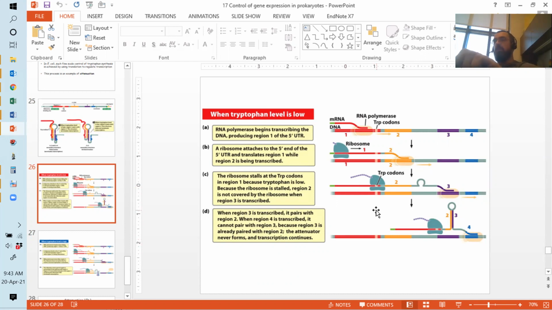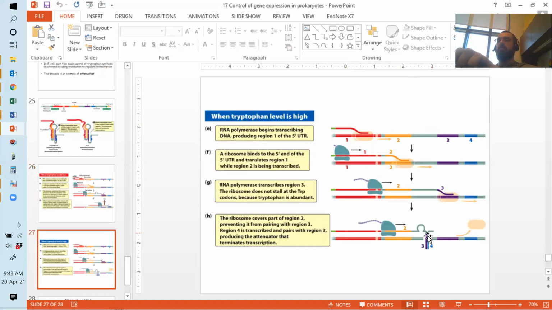And you can imagine too, just by chance, maybe you have a low level of tryptophan around. Occasionally, there'll be enough trp tRNA in so that this polypeptide continues to be made, the ribosome doesn't pause, and then you get the terminator loop formed and transcription is terminated. Just by random chance, right? It's very much a probability game. The more tryptophan around, the higher probability that trp tRNA will be able to come in, the ribosome moves on to 2 and the terminator loop forms between 3 and 4.